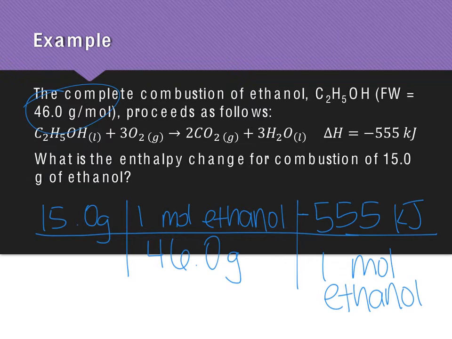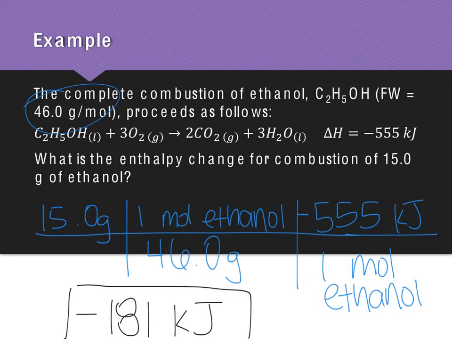All right, but you take 15 divided by 46 times negative 555, you get negative 181 kilojoules. Now again, they did ask us for the change. We have to keep the negative. If they had said how many kilojoules are released, we could have left it as positive because we could have said 181 kilojoules are released. They didn't, so we have to keep it.